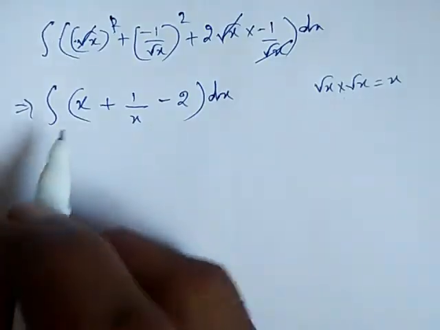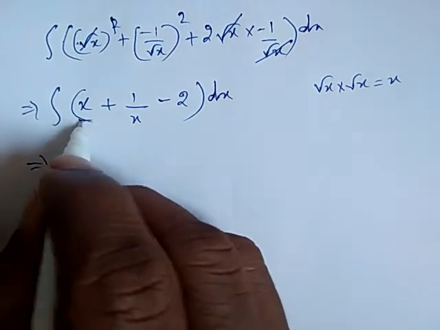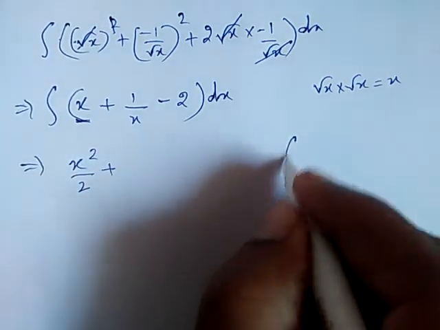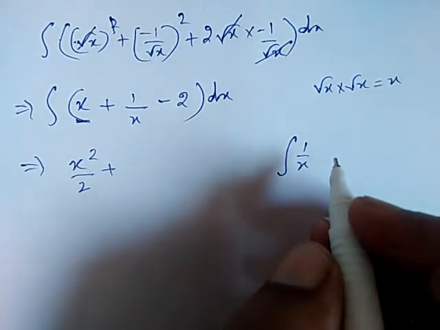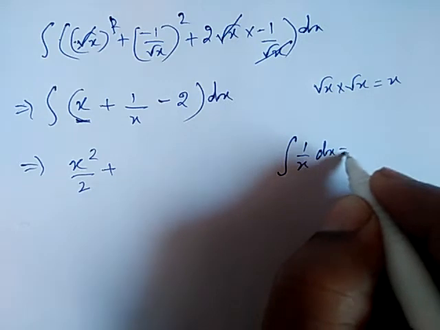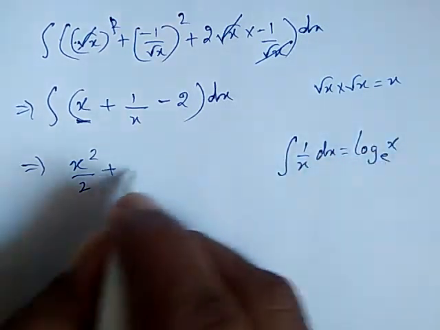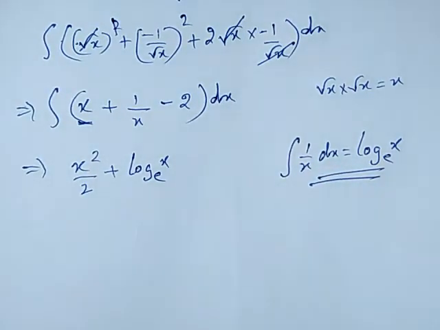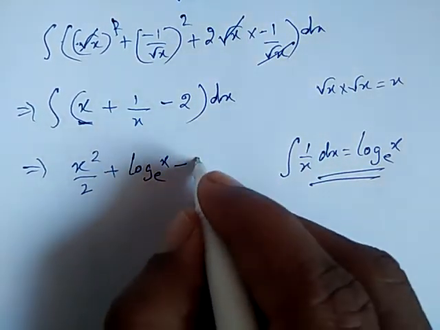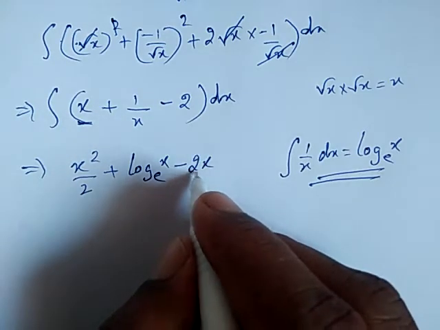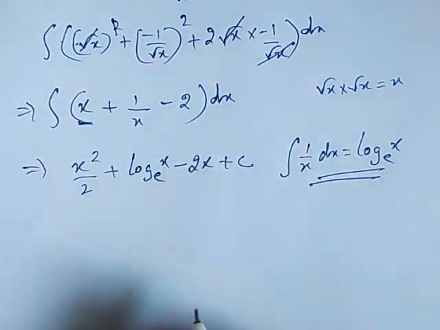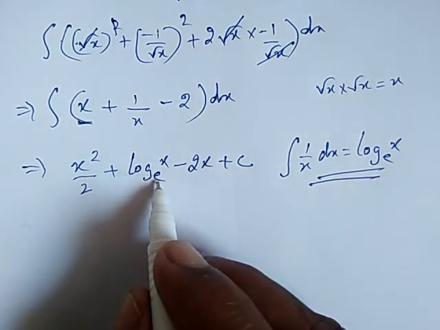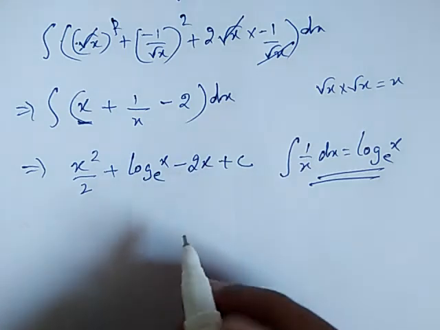So now you tell me what is this? The integration of x, you know already, is x square by 2, plus what is the integration of 1 by x? You know that already, the integration of 1 by x dx is equal to log x to the base e. This is the formula, you just have to remember. The constant is there, so with respect to this variable you have to write 2x, plus constant c. So x square by 2 plus log x to the base e minus 2x plus c is the answer.